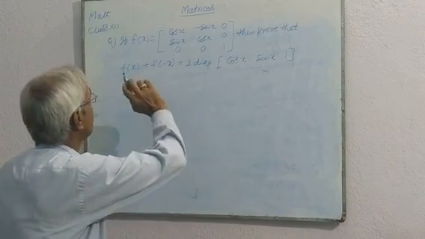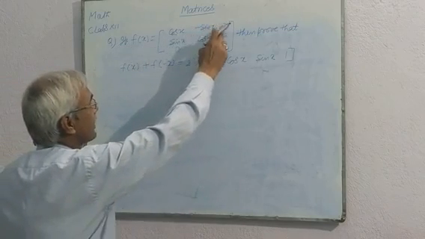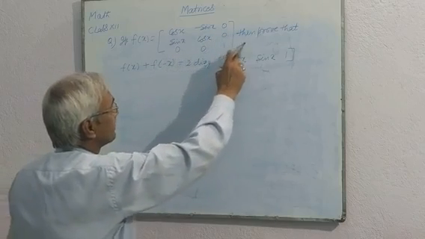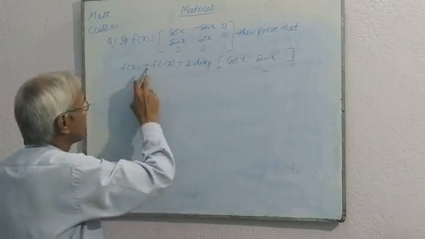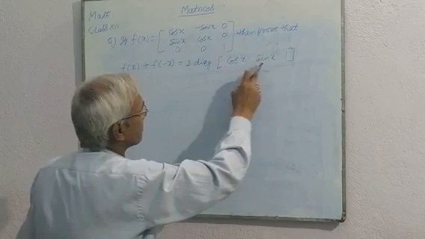Now solve another question. If f(x) is equal to [cos x, -sin x, 0; sin x, cos x, 0; 0, 0, 1], then prove that f(x) plus f(-x) is equal to 2 times the diagonal matrix [cos x, sin x, 1].